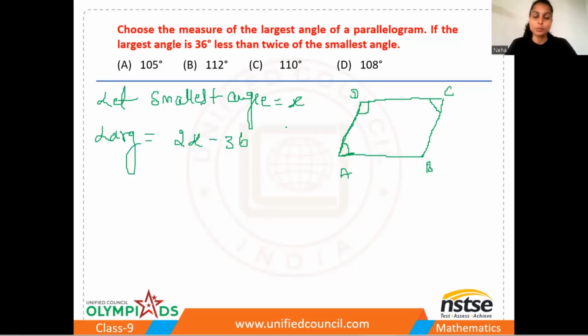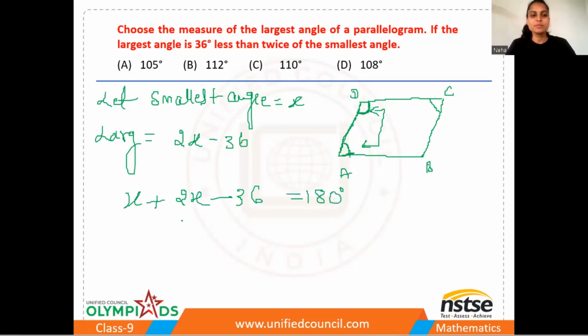Correct? So now students, if this is the smallest angle, then this will be the largest angle because the opposite angles are equal, right? We have the difference with the adjacent angles. So one property is that the sum of two adjacent angles is always equal to 180 degrees. That means the sum of the smallest and the largest angle will be equal to 180 degrees.